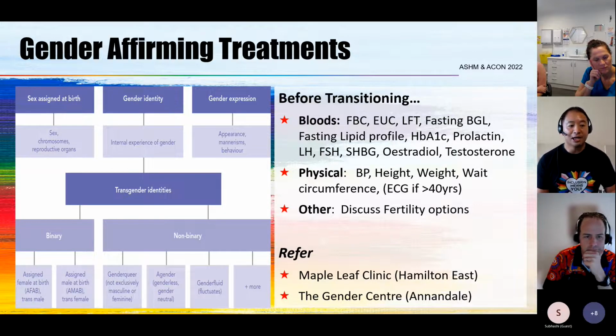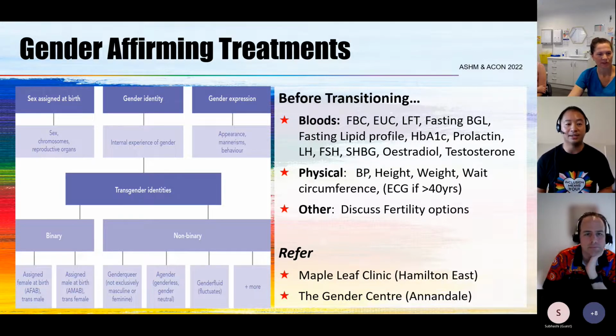And that can be in a binary sense, so a male becoming female or female becoming male, or it can also be in a non-binary sense, for a person who's more gender fluid, in between, or identifying themselves as genderless or gender neutral, or otherwise simply queer, and therefore in that fluid state where it's not exclusively masculine nor exclusively feminine. A lot of the time these are the terms that a lot of our GPs in the community are struggling with at the present moment.